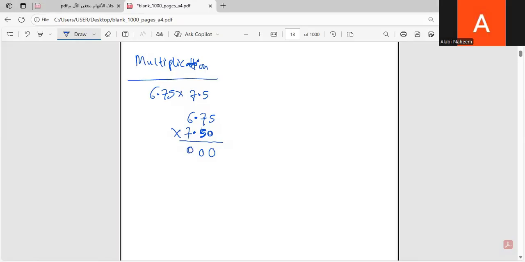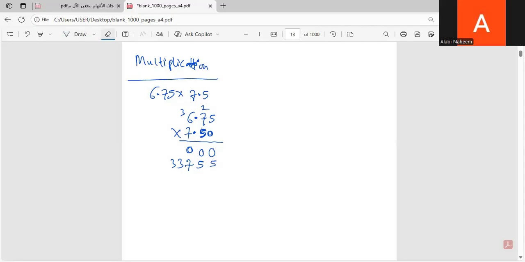0 times 6, 0. And also we use 5 to multiply the number above. 5 times 5, 25, write 5, carry 2. 5 times 7, 35, plus 2, 37. Write 7, carry 3. 5 times 6, 30 plus 3, 33. And then finally, use 7 to multiply the number above. Remember that after multiplying by 0, we have 0, 0, 0. So for the next one, we shift to the left by one place. We do not write this 5 directly under this 0. We shift to under 7 here.